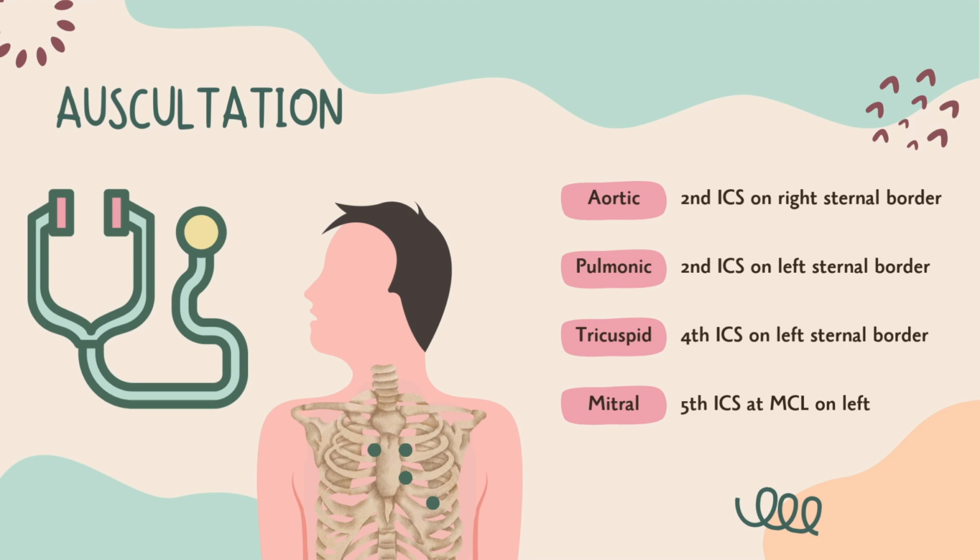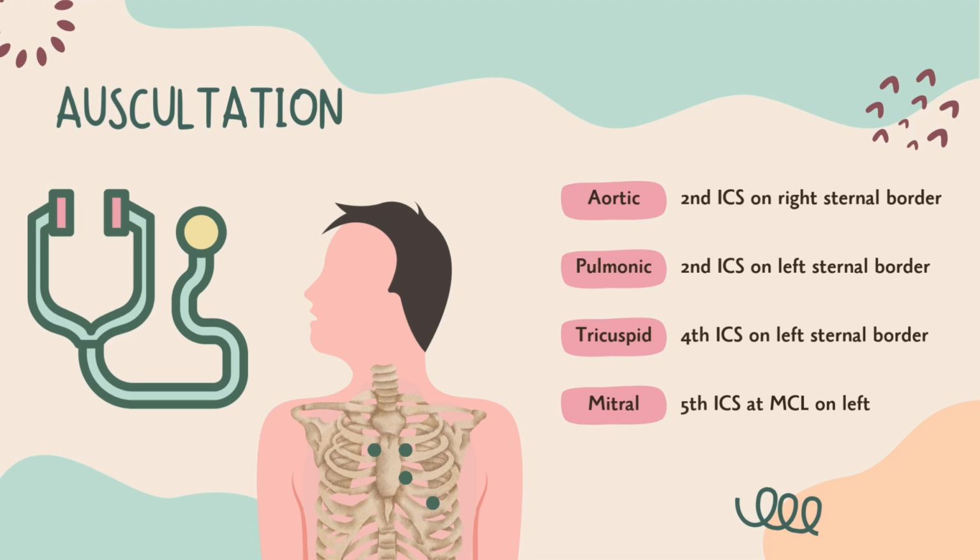The aortic valve is best heard at the second intercostal space on the right sternal border. The pulmonic valve is best heard on the second intercostal space on the left sternal border. So both at the aortic and pulmonic auscultation points, that is where S2 can be heard the best, the closure of the aortic and pulmonary valves.